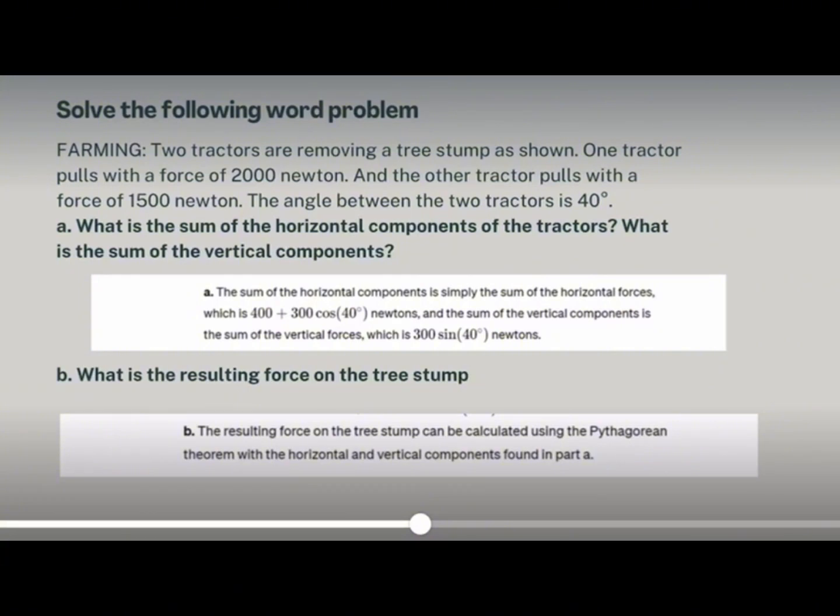What is the resulting force on the tree? The resulting force on the tree was calculated by the Pythagorean theorem, as I mentioned before. It's just the same questions repeating.